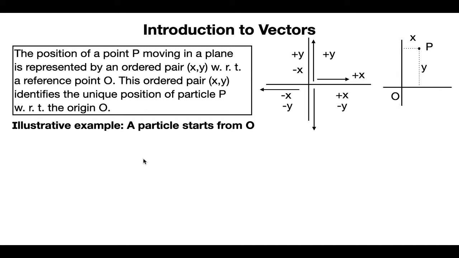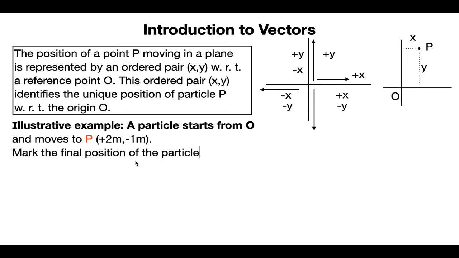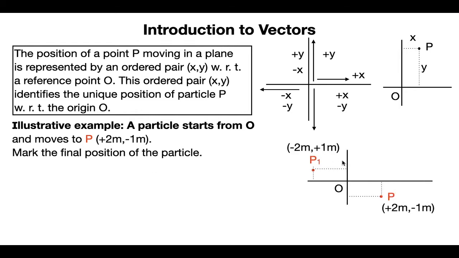A particle starts from point O and moves to P. The ordered pair associated with it is plus 2 meter, minus 1 meter. Mark the final position of the particle. You have to start from O, plus 2 meter, that is in plus x direction, minus 1 meter, that is in minus y direction. So you reach this point which is unique. This defines the final position of the particle.